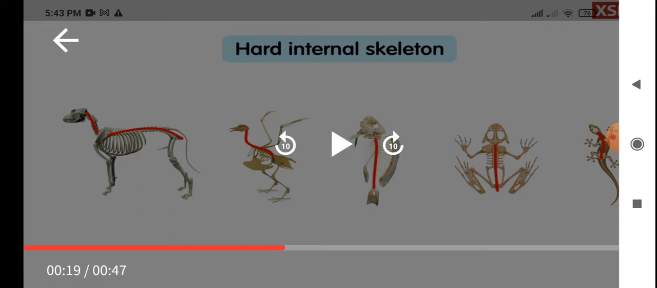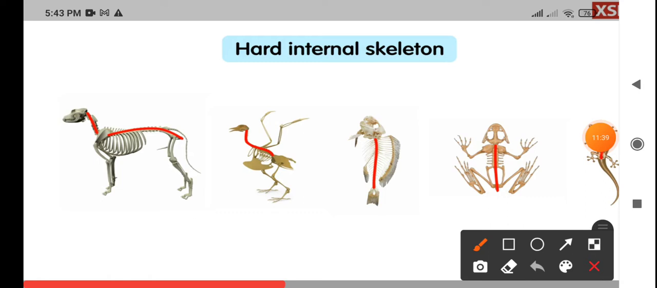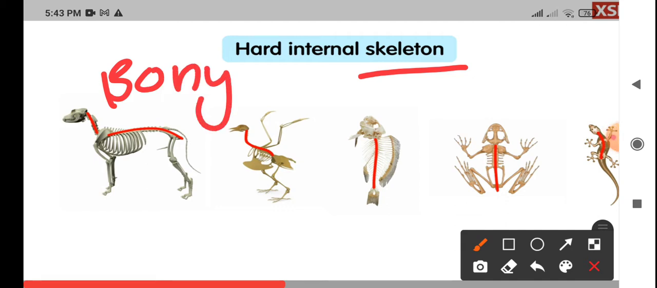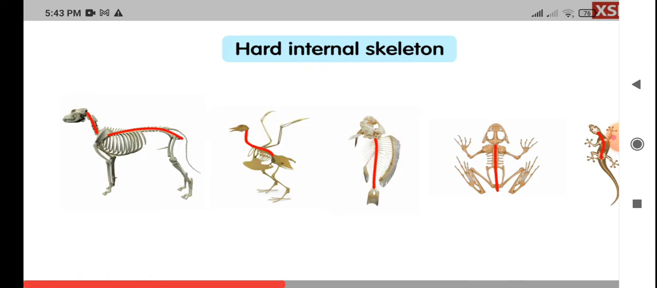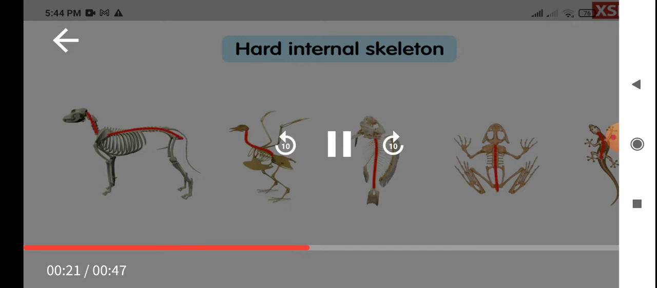Vertebrates have a hard skeleton. Skeleton means the bony structure. The bony structure of the body is known as the skeleton. That means they have strong bones supporting them. You can see how these bones are all connected to the backbone. All these animals which have a backbone have a bony structure, that's called the skeleton. So they all have a strong, hard, internal skeleton. All vertebrates have an internal skeleton.